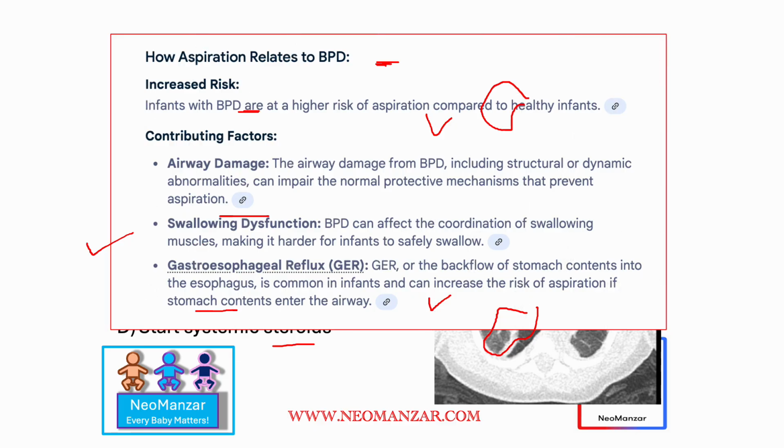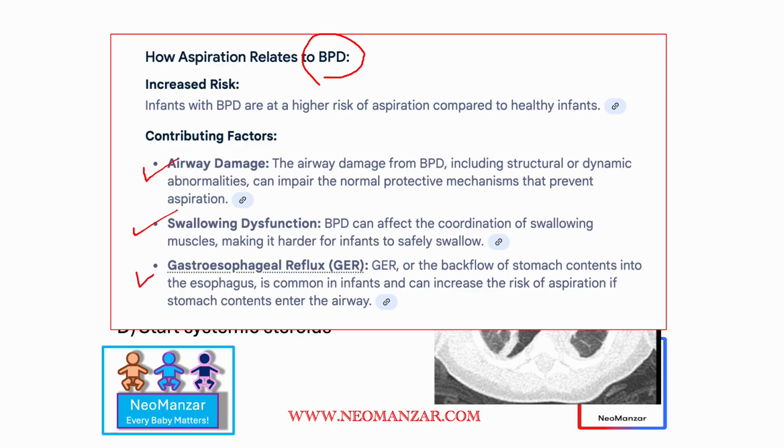And just to show you in this screenshot, aspiration is related to bronchopulmonary dysplasia because of these other risk factors: airway damage, swallowing dysfunction, and of course GE reflux. These all three make this baby at high risk for aspiration. Swallow studies many times are very informative, and that can guide further, and you can work with your speech language pathology consultants to solve these issues.